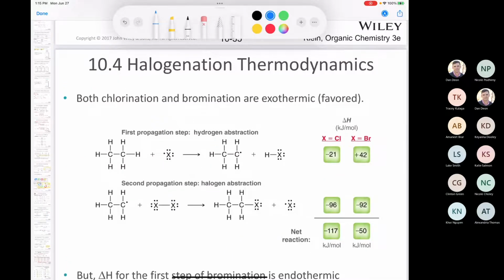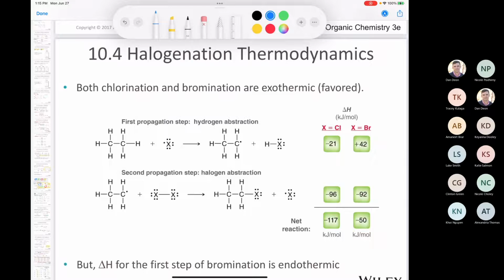And let's talk about the whole chlorination and bromination thing, because they're both possibilities, right? They can both work. So now we're going to talk about chlorination, that's reacting an alkane with Cl2. And bromination, that's reacting an alkane with Br2. And we're going to look at the two propagation steps. What were they? Number one was hydrogen abstraction. Number two was halogen abstraction. So two separate steps.